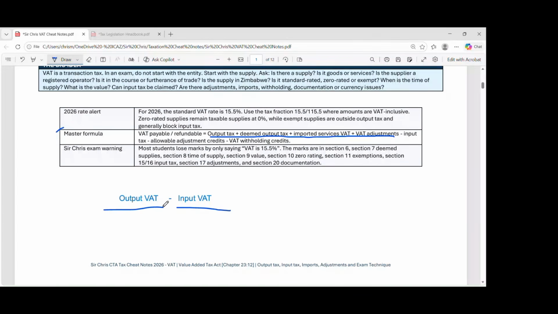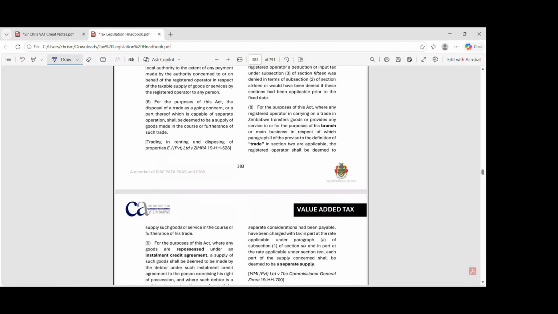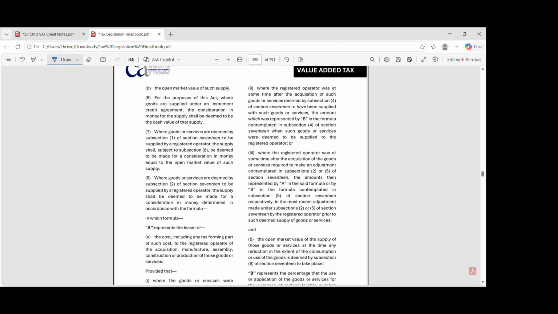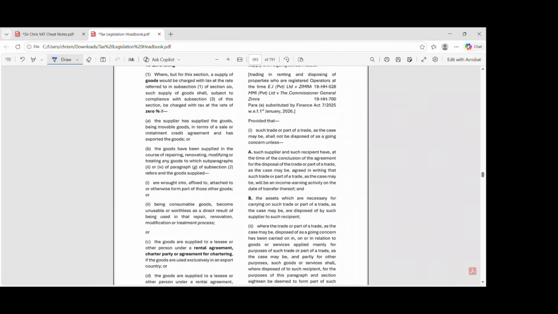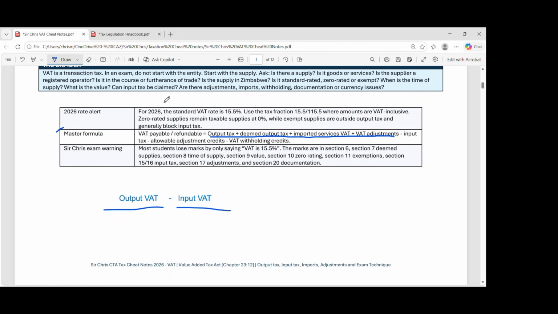Then the next key thing, let's deal with input. Input is available as long as you're a registered operator. So when do you claim input VAT? There are instances to calculate. Input VAT is usually your section 15 and your section 16, but mainly I want you to start from section 16. So your thought process should be like this: when do we claim VAT, which is your section 15 and section 16?